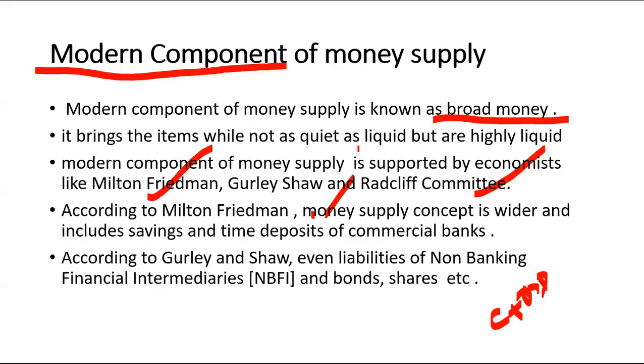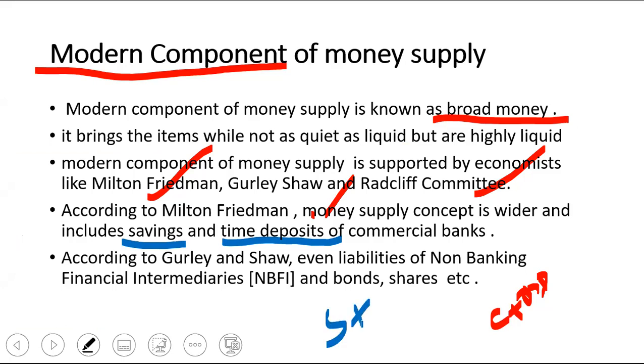Okay, these three did work on the modern component. According to Milton Friedman, the money supply concept is wider. It includes saving bank deposit and time deposit of the commercial bank. Milton Friedman says money supply includes two things: saving bank deposit, that is demand deposit, plus time deposit. What is time deposit, children? Very good, fixed deposit. So Milton Friedman says that money supply includes saving plus fixed deposit. That's why it's a wider concept.